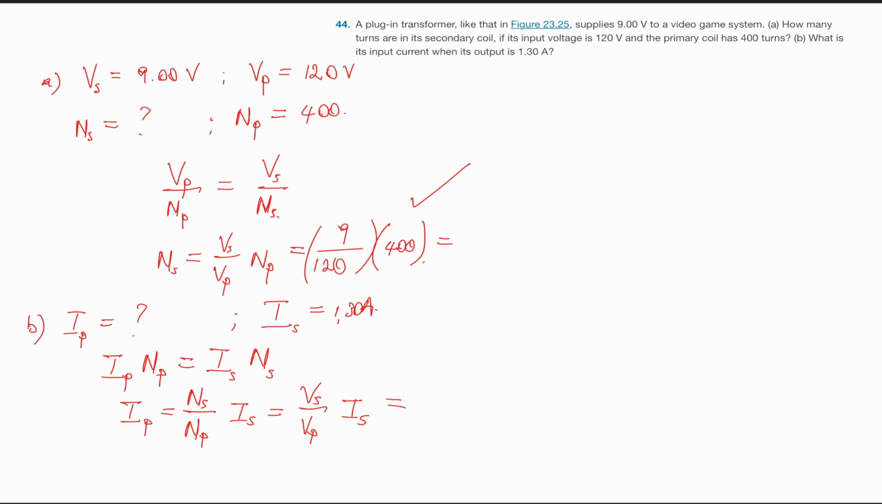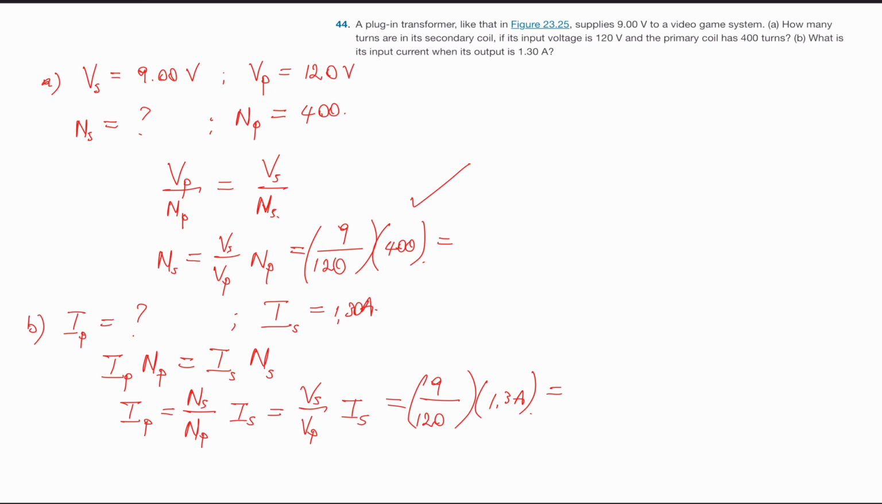The voltage on the secondary side is 9 volts. The voltage on the primary side is 120. And the current on the secondary side, we were informed that this is 1.3 amperes. So it would appear that this is our finding. Of course, over here, you can still punch in the numbers. I will not do it numerically.